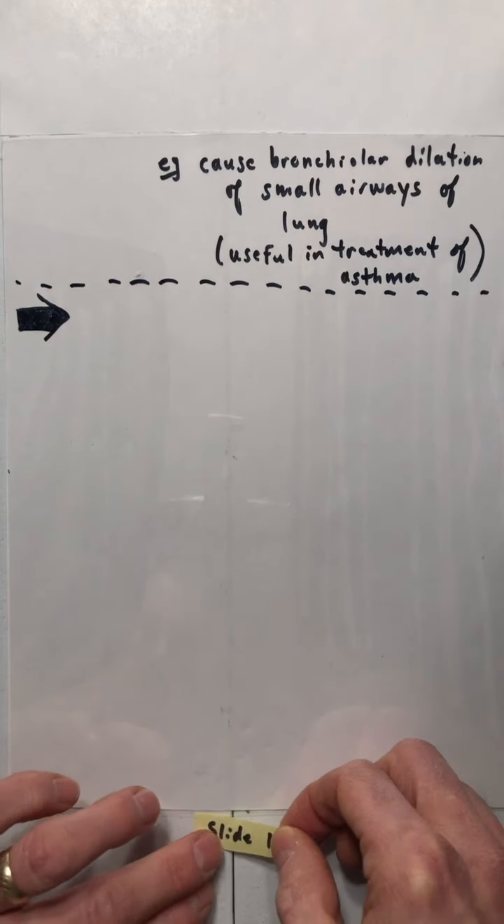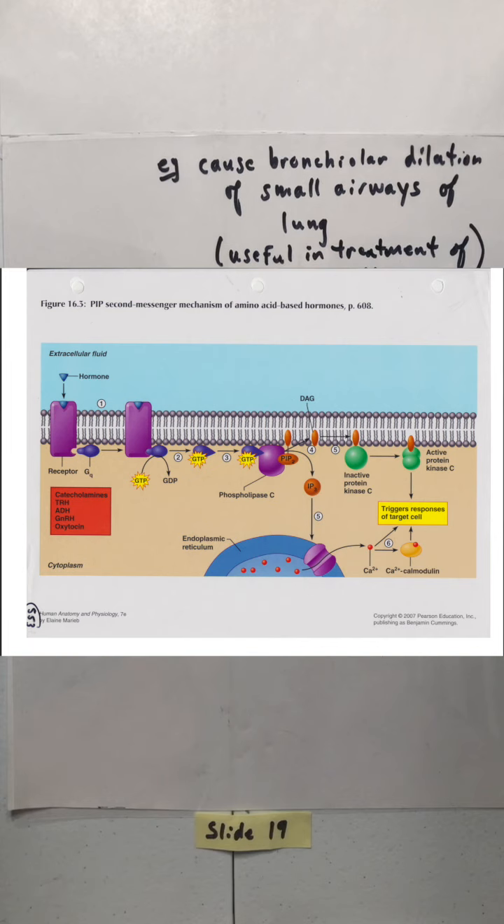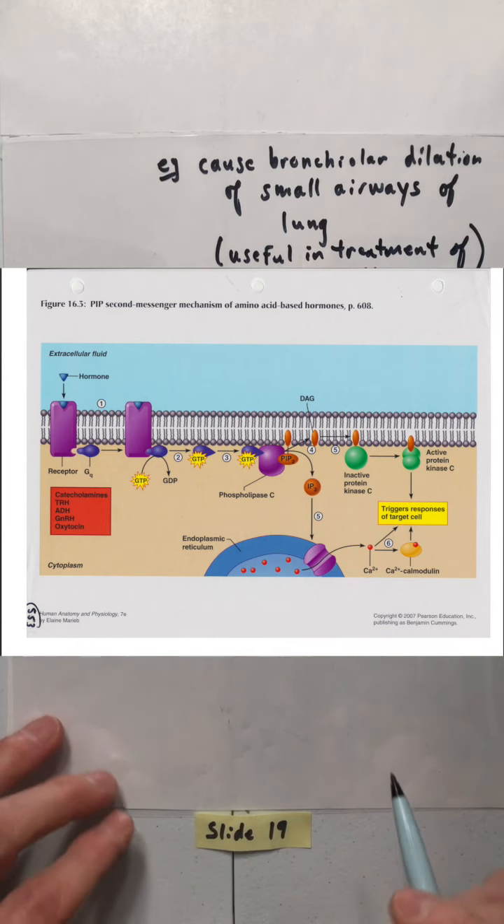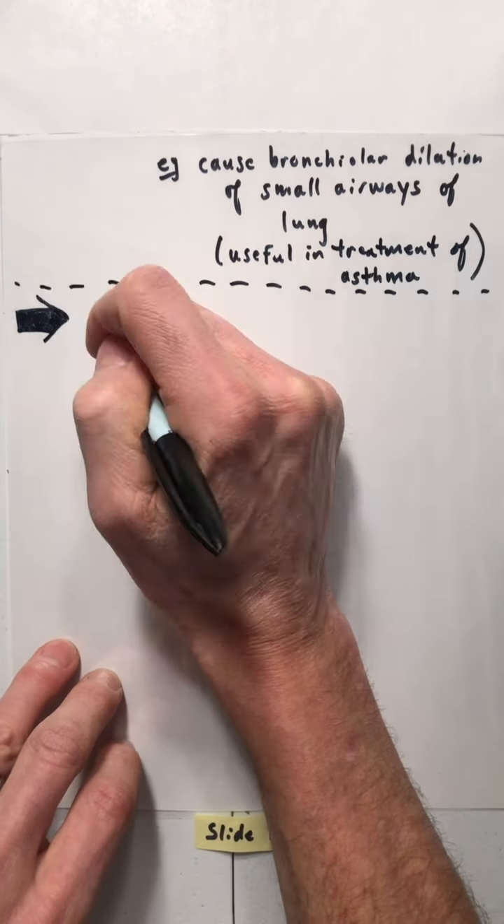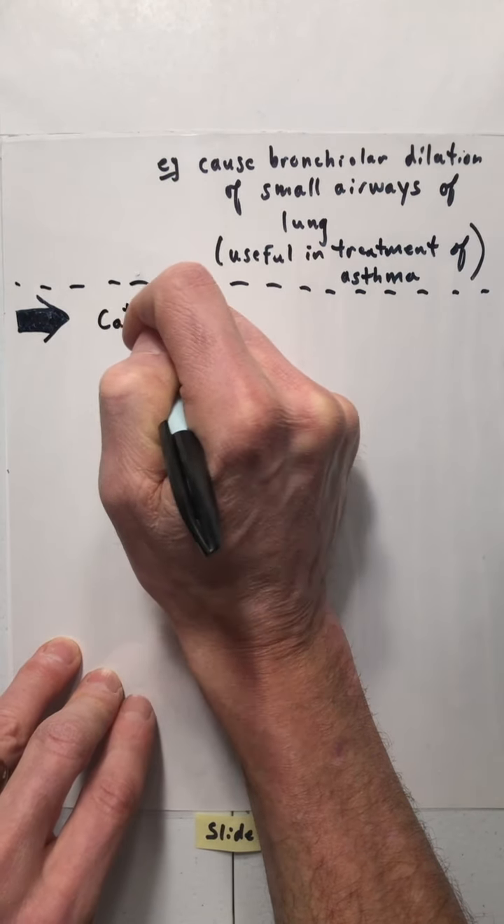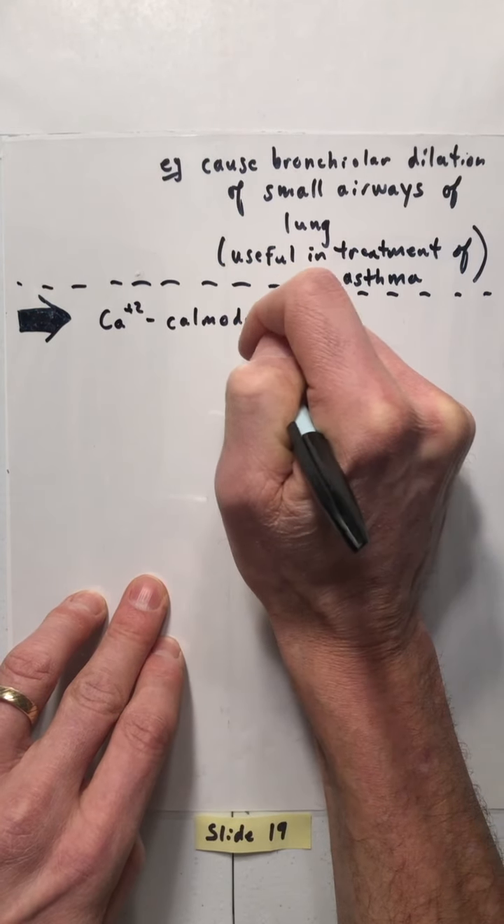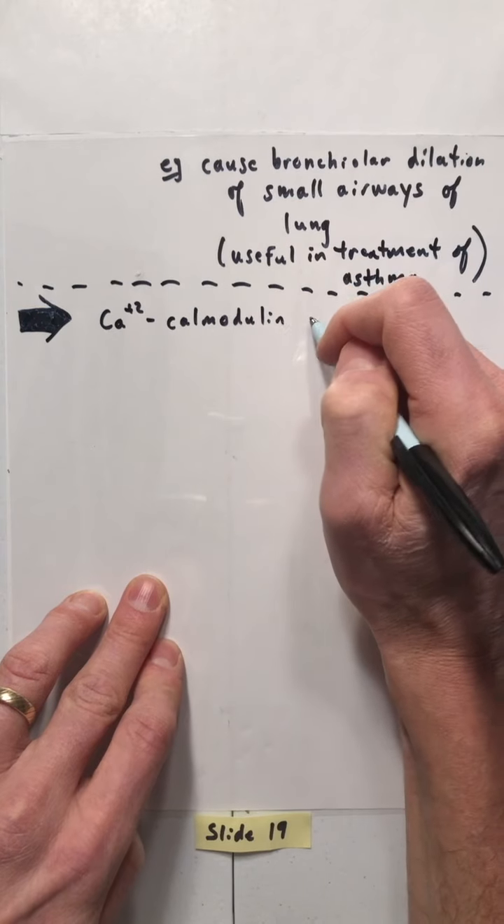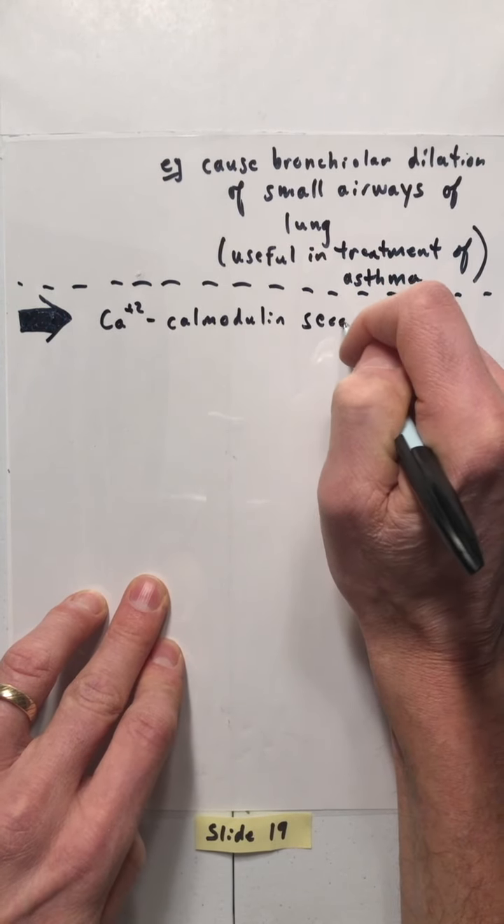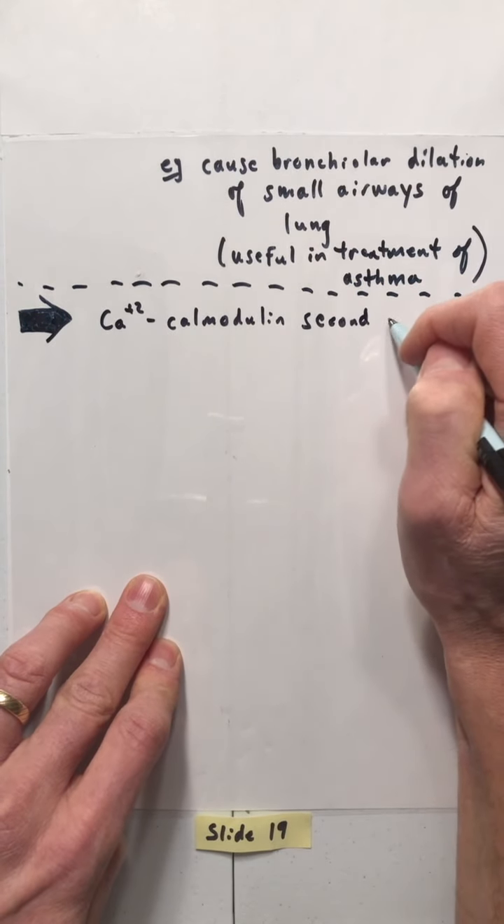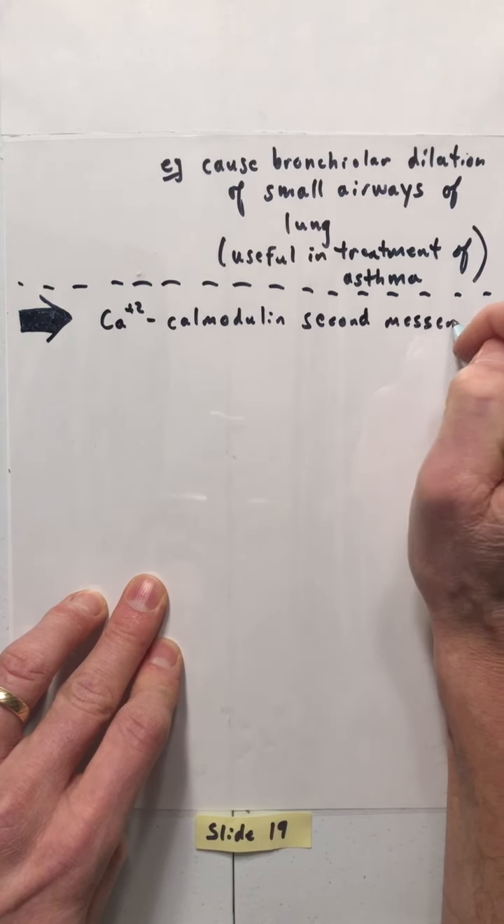Now, I'd like you to turn next to slide number 19 in your textbook, and we're going to finish up today with the discussion, or introduction at least, of another second messenger system, and I'm going to call it the calcium calmodulin second messenger. Calcium calmodulin second messenger. And slide 19 shows how this works.